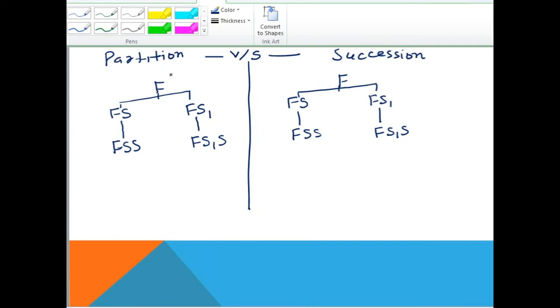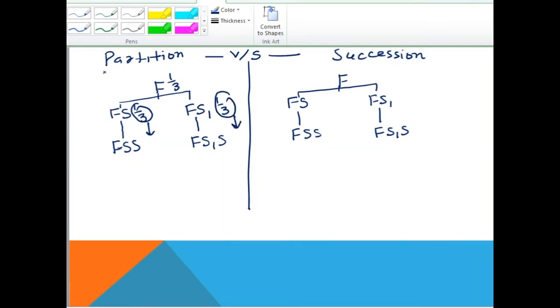Now, if partition occurs between F and his sons Fs and Fs1, each of them will get 1/3. There will be 3 divisions of property. This will be 1/3. Fs1 also will get 1/3. Each of them will get one share. Now this 1/3 of Fs will go into his branch, and this 1/3 of Fs1 will go into his branch.